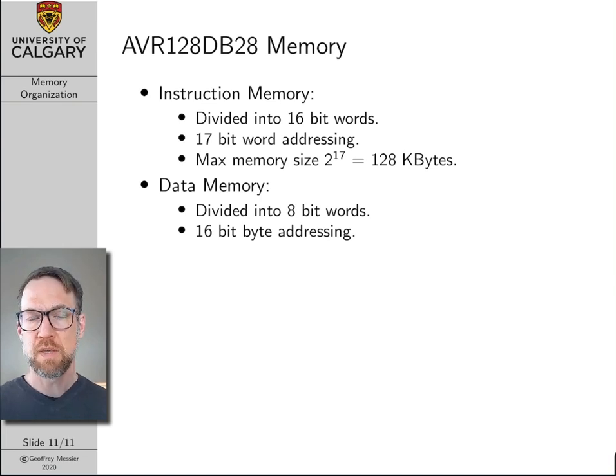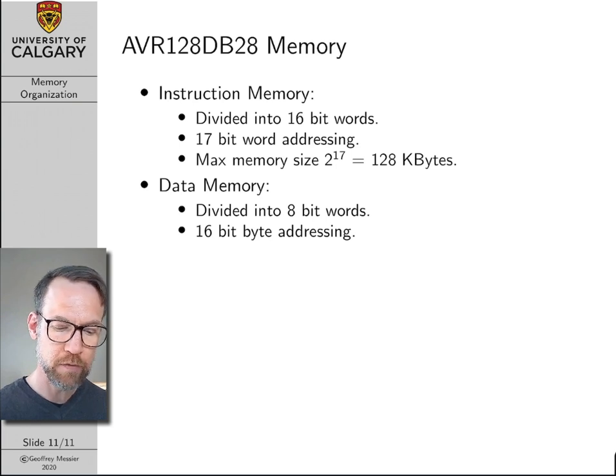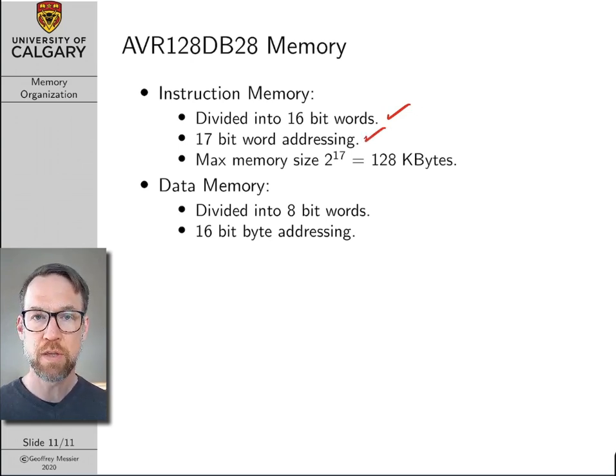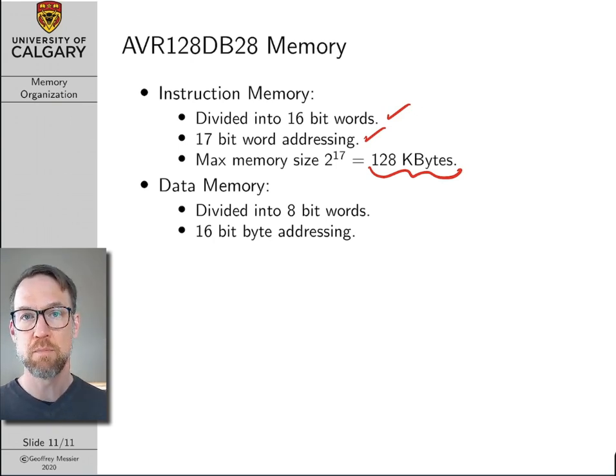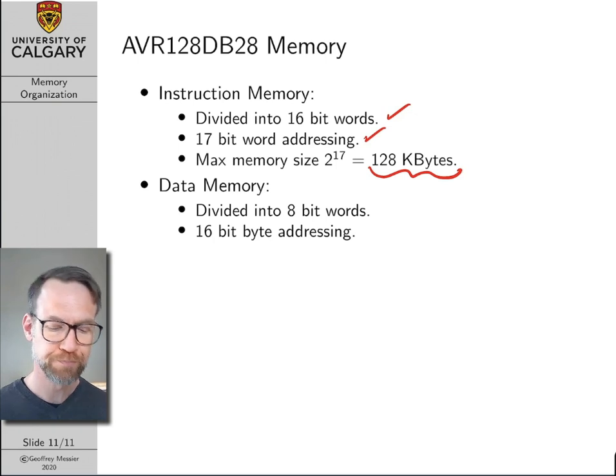The AVR processor is interesting because it actually uses different addressing and word lengths depending on whether we're working with instruction memory or data memory. Remember, the AVR uses a Harvard architecture. It has completely separate paths for instruction and data memory, and so it has this flexibility. Instruction memory is divided into 16-bit words, and it uses 17-bit word addressing. So it's word level addressing, and the addresses are stored using 17 bits. And so that means the maximum memory size is 128 kilobytes, where we're using the base 2 definition of kilo, or I could say kibibytes here. But even in the AVR datasheet, you'll see that they use the prefix kilo. Data memory uses 8-bit words and 16-bit byte level addressing.